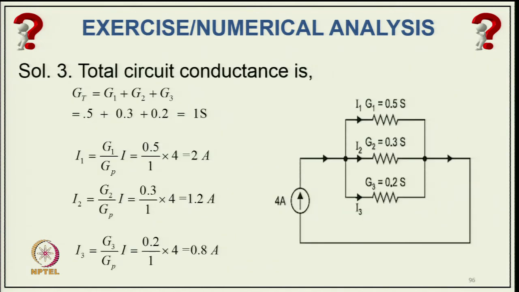So, now we can find out the total conductance of this circuit, Gt equal to G1 plus G2 plus G3, that comes to 1 Siemens. Now I1 we can find out: I upon Gp will be the voltage across it, multiplied by G1. So, it is 0.5 divided by 1 into 4, that is 2 ampere. Similarly, I2 will be G2 upon Gp into I. So, 0.3 divided by 1 into 4, that is 1.2 ampere, and I3 will be G3 upon Gp into I, that is 0.2 divided by 1 into 4, that is 0.8 ampere.